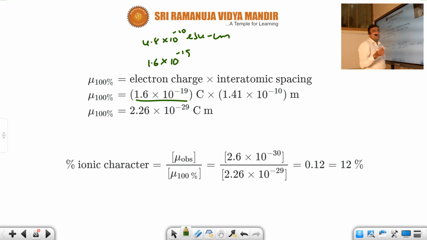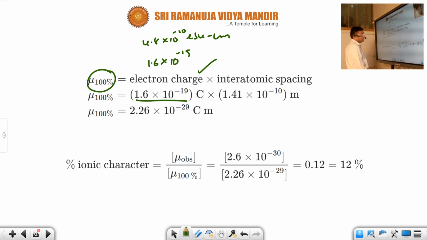That means the bond is completely polarized. Then only one atom can get the electronic charge. So that's why it is 100% dipole moment. If the charge is less than 1.6 into 10 power minus 19, that means it is not pure ionic. It is not pure ionic. That is the fundamental understanding.